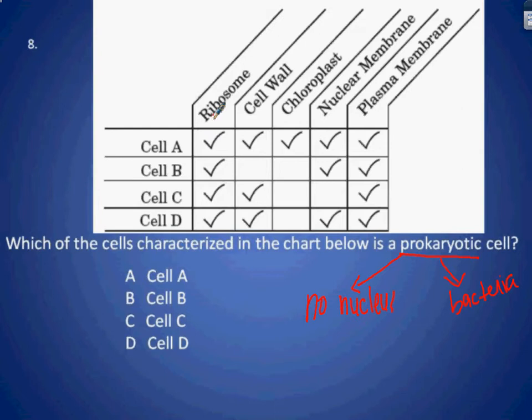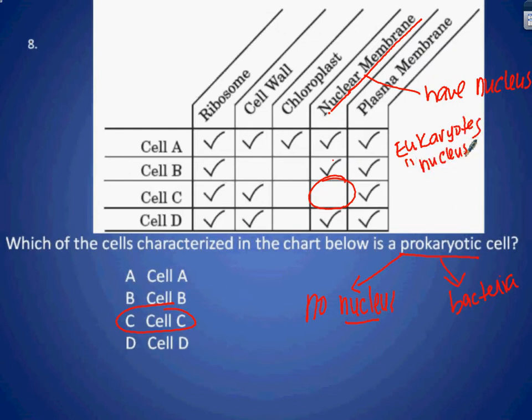Well, we get ribosomes, cell wall, chloroplast, nuclear membrane, plasma membrane. So they're making us think a little bit here. It doesn't say directly the nucleus. But if we know our roots here, nuclear membrane is the membrane that surrounds the nucleus. So if you have a nucleus, you will have a nuclear membrane. So if you don't have one, as we see here, cell C would be the correct answer. Okay. All the rest of those that have a nucleus would be eukaryotes. Have a nucleus. That's their definition.